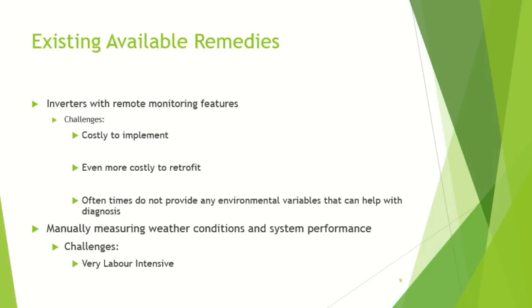And oftentimes, these inverters don't provide any of the environmental variables that come along with the electrical information, meaning power, current and voltage. Another way you can do it is to manually measure the weather conditions and electrical system performance at the same time, but this is very, very labor intensive and tedious, and I would commend anybody who would take up such a challenge. But it's a very long process if you want to do this properly.